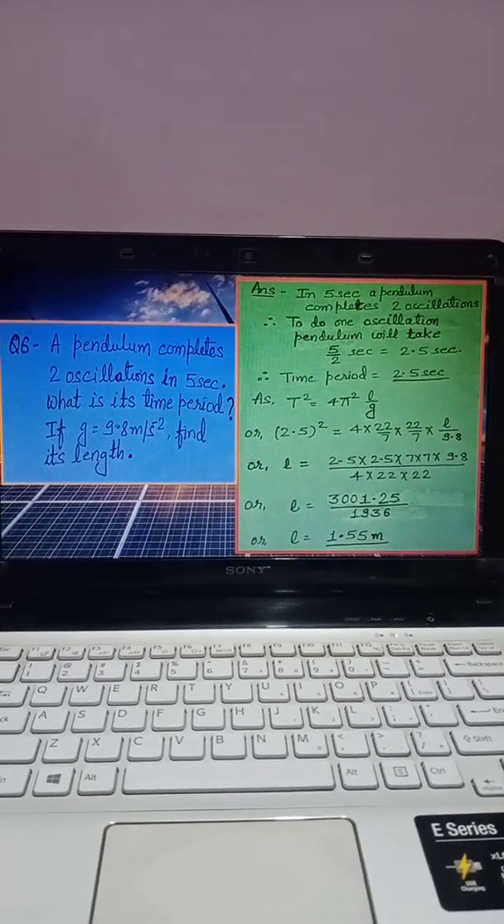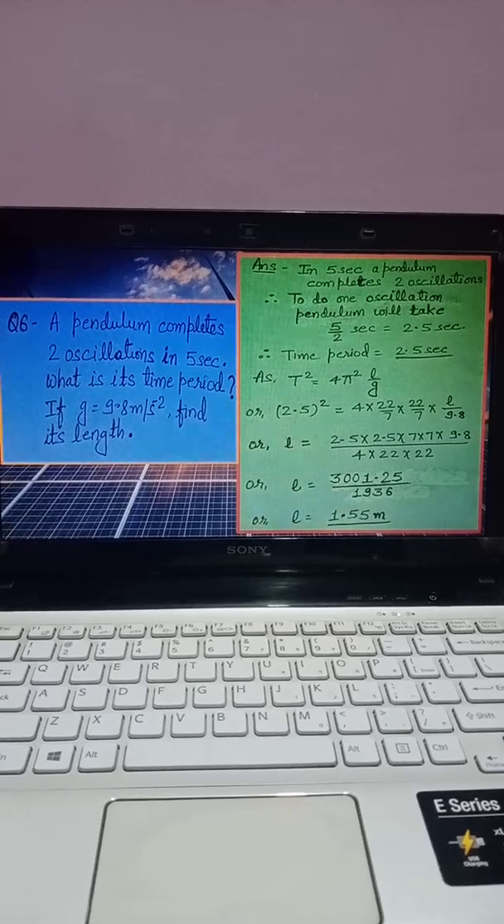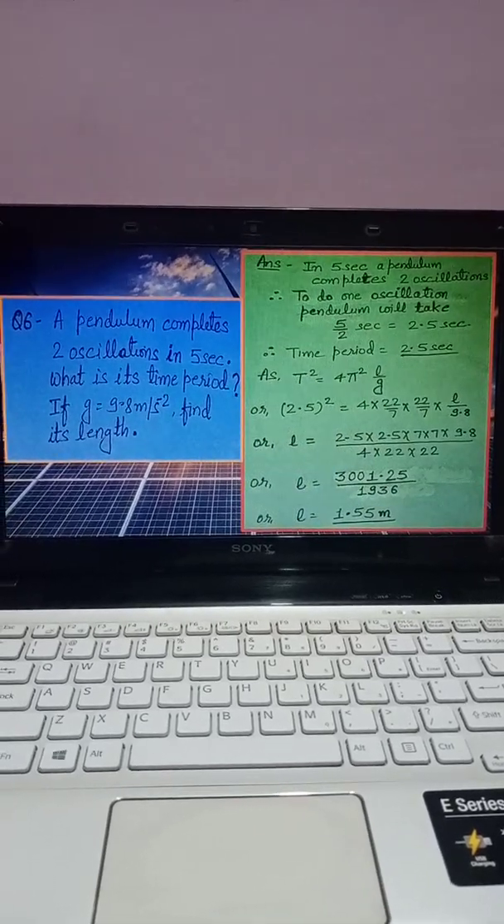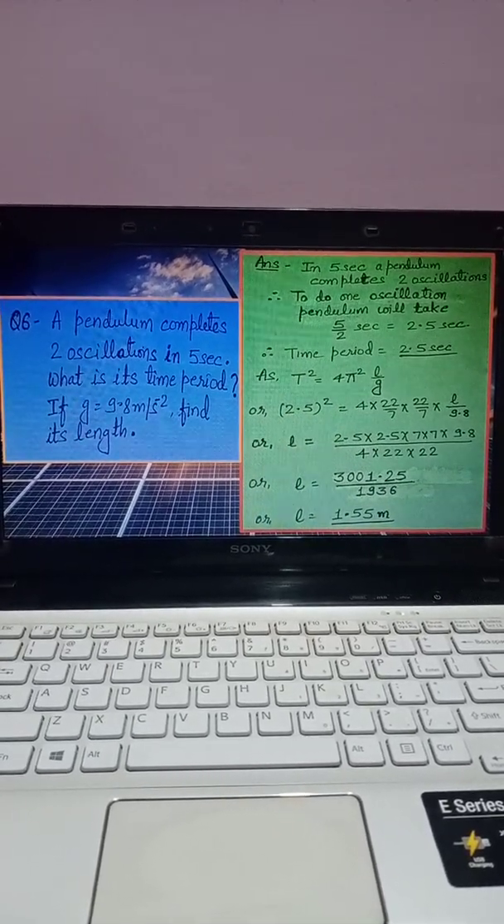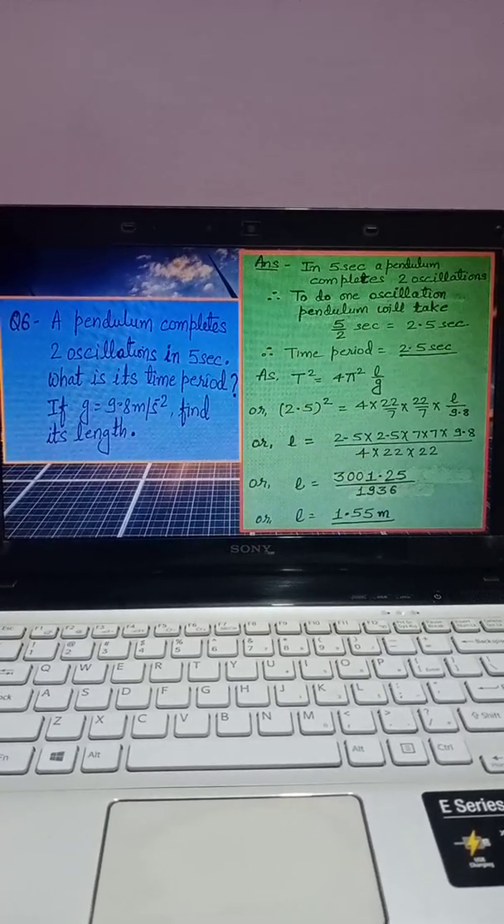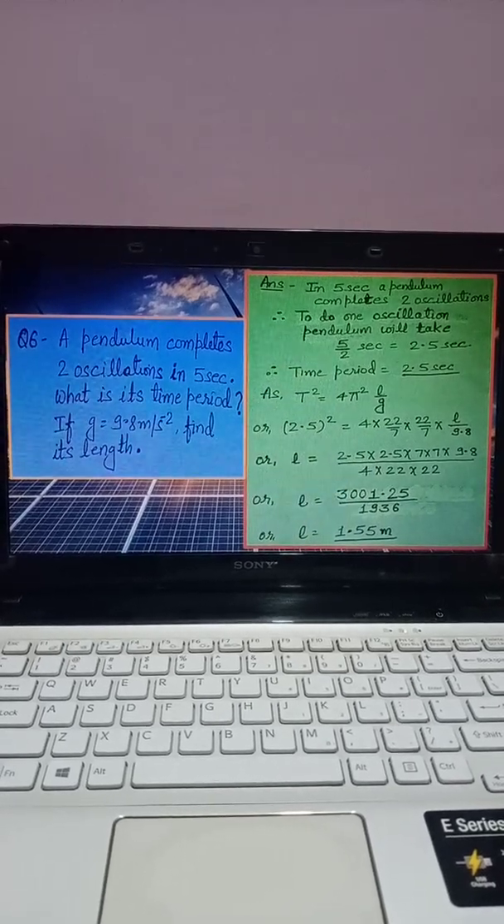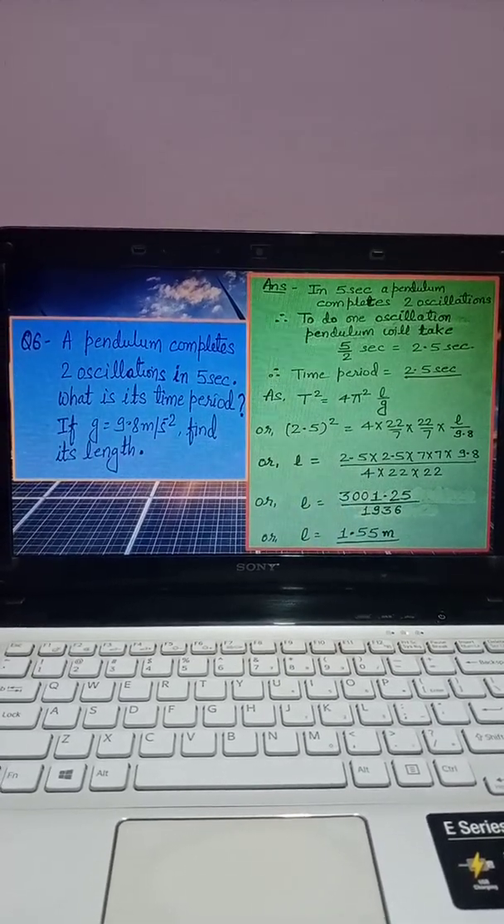So this is how we find the length of that simple pendulum if the acceleration due to gravity of that place is 9.8 meter per second square. So this is all about the simple pendulum.